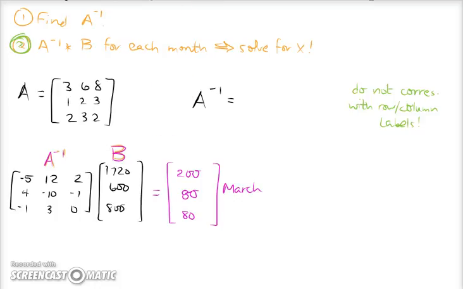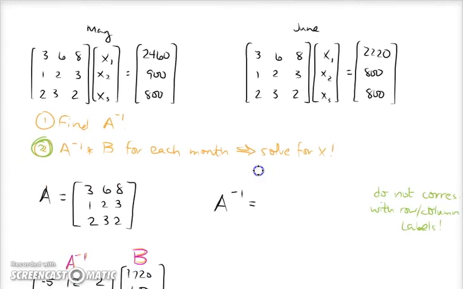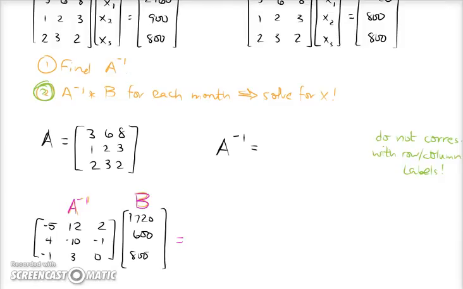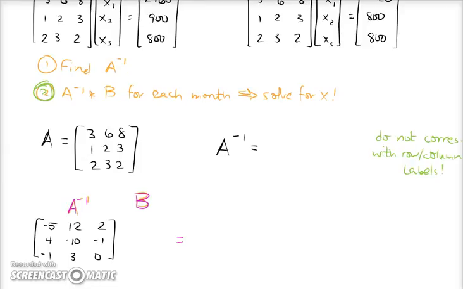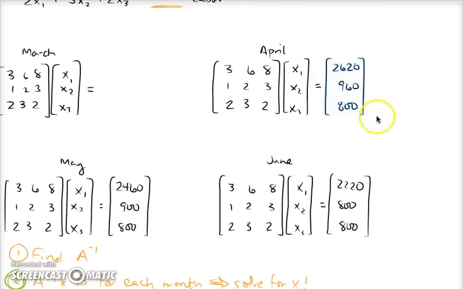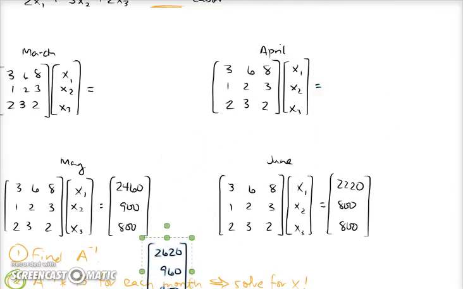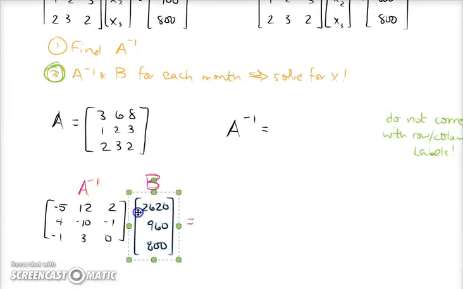Now we're going to do the same process again, but instead of doing this for March, we're going to do this for April. So that means I'm going to swap out that B matrix that I had originally for March. I'm going to swap this guy out and put in April instead. So that means this goes off here, and I'm going to pull this matrix for April. Bring it down to our portion right here.